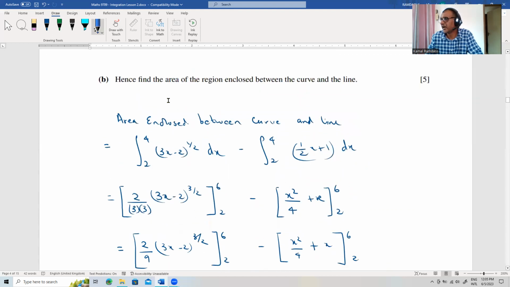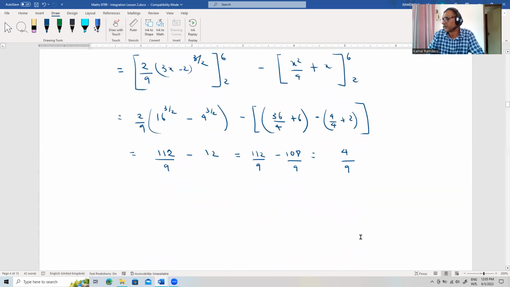Ça veut dire area of the region enclosed between the curve and the line is equal to 4 over 9 square units.